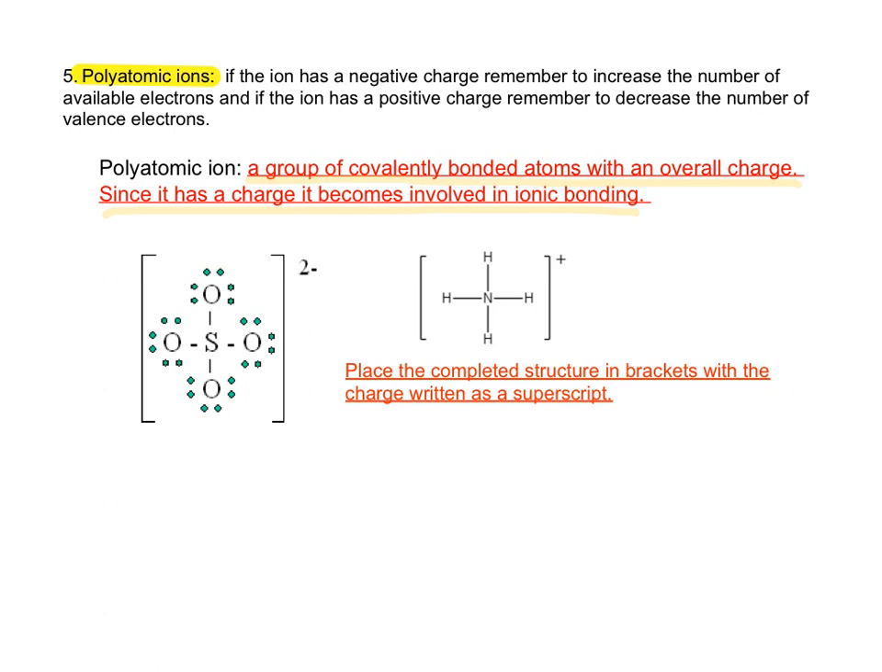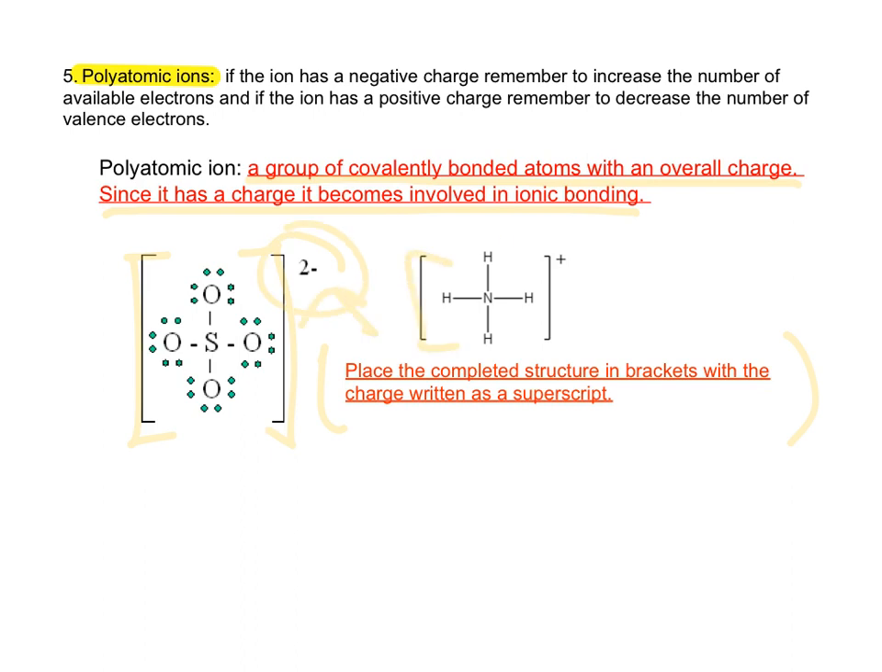If that ion has a negative charge, that's because it's gained electrons, so we need to adjust. The only letter we need to adjust is the number of available, that A part of NASL. If it has a positive charge, we know it's because it's lost electrons, so we'll adjust it there. Once you've changed the A to illustrate its charge, you need to place the completed structure in brackets with the charge outside of it, saying this SO4 here has gained two electrons. It's got a negative two charge.